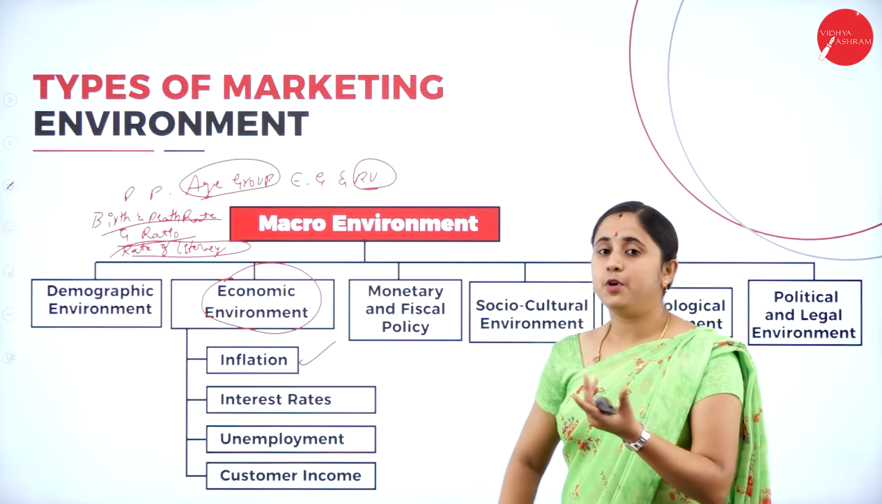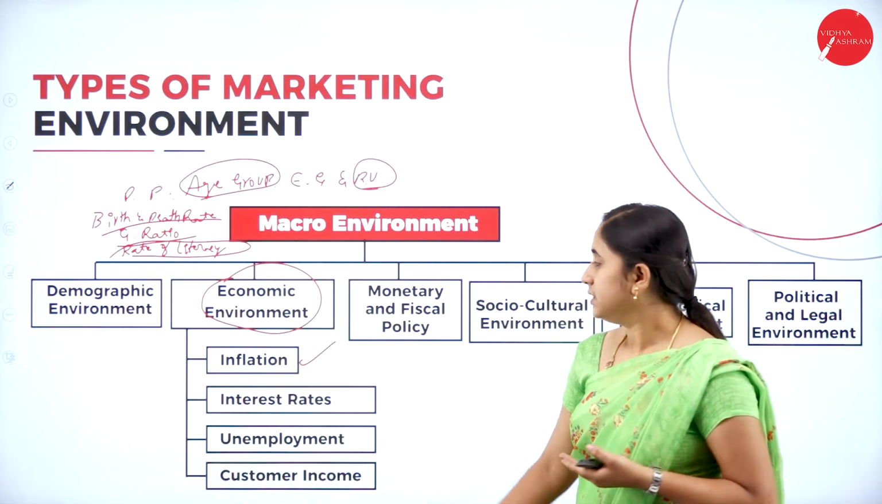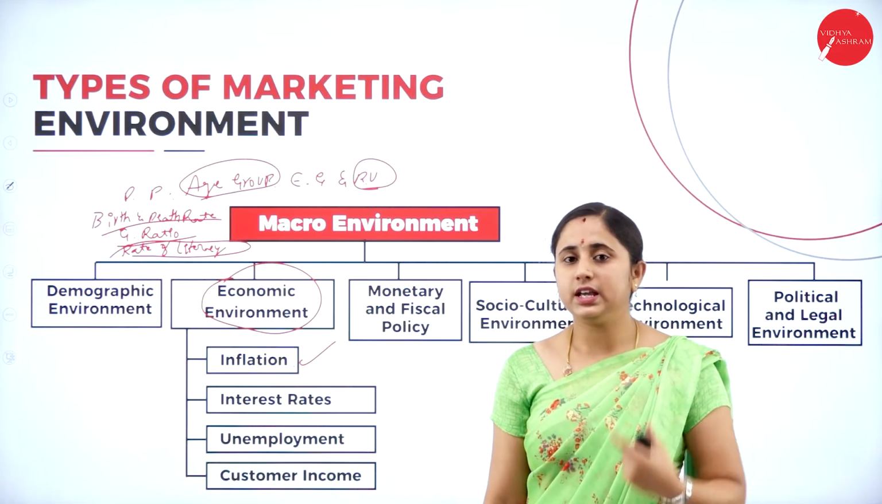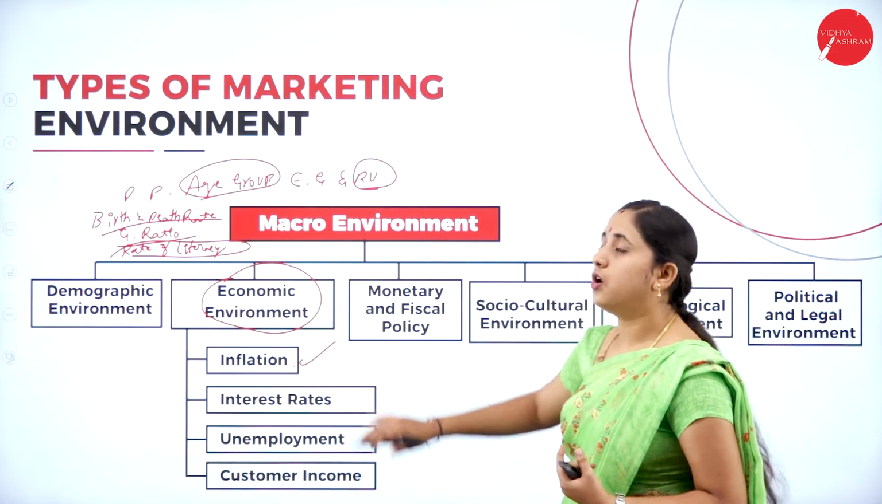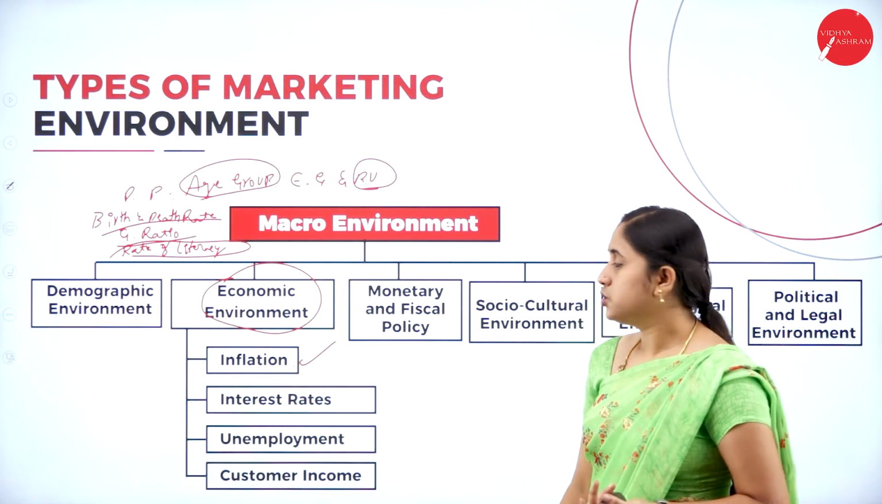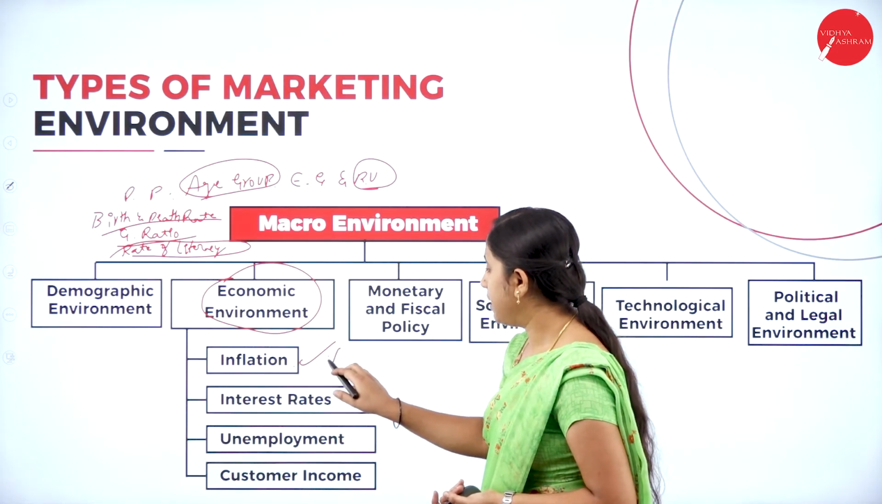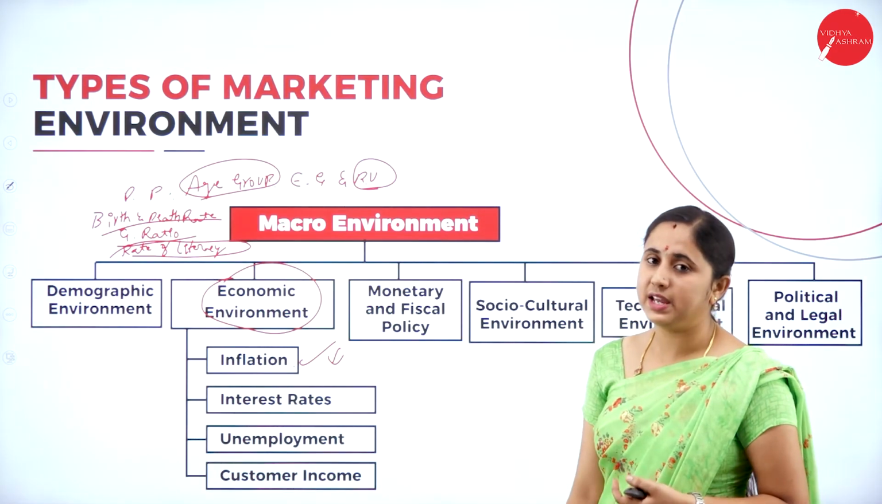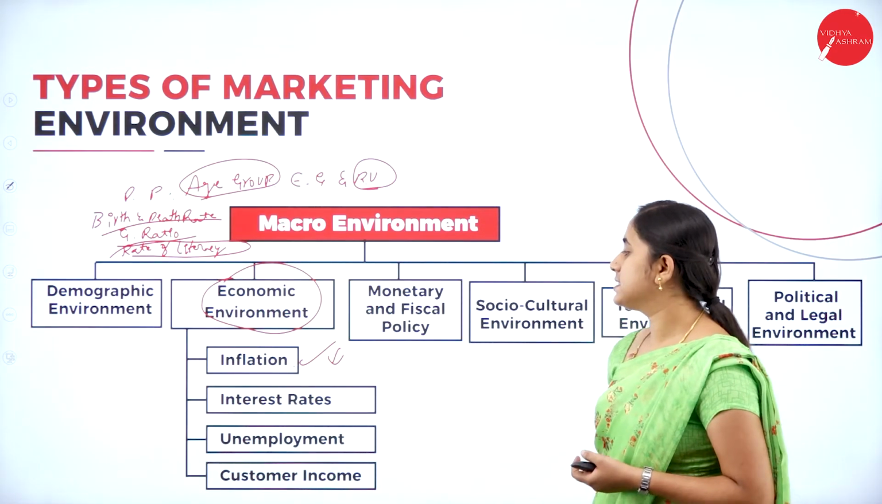If the income of the consumer is less, they cannot afford more quantity. For the same quantity and quality, they cannot afford more. So the total number of units purchased will come down. So inflation affects the consumer buying decision. Next, interest rate.